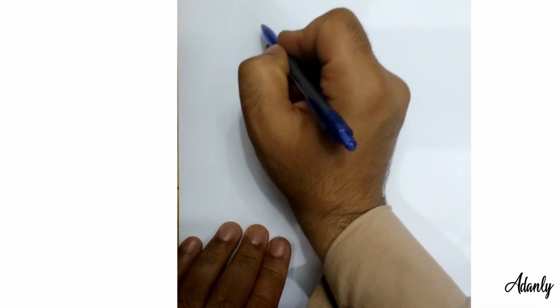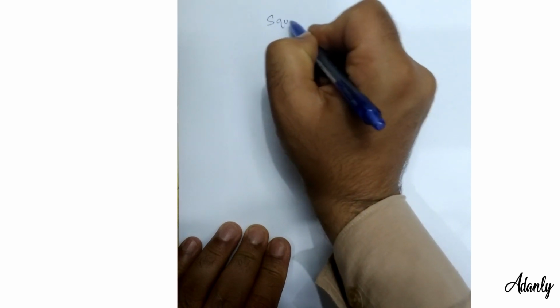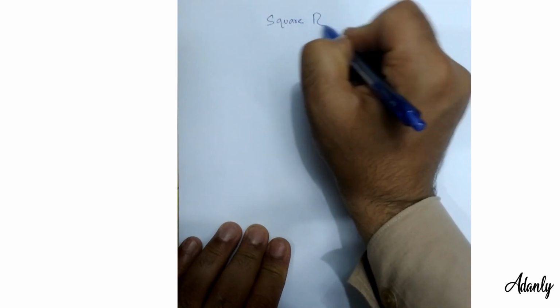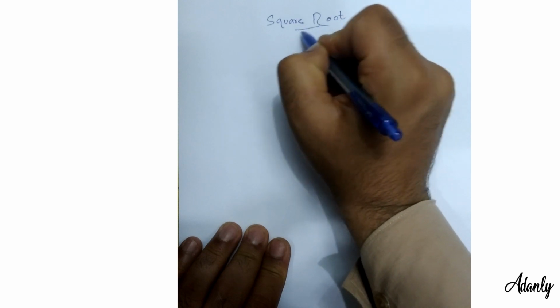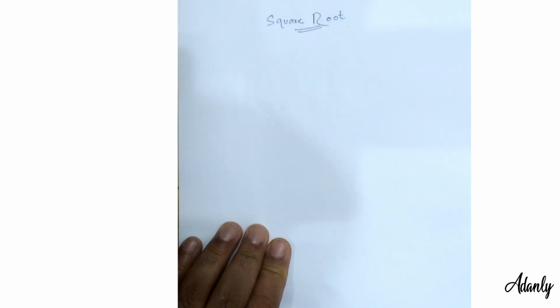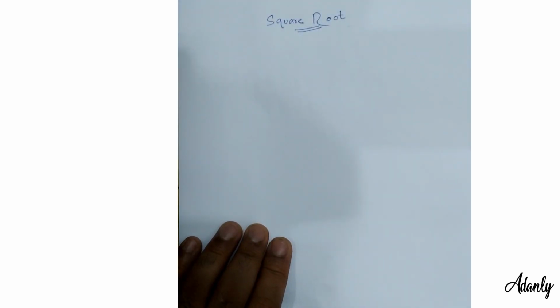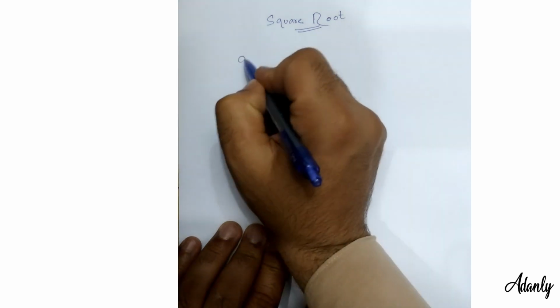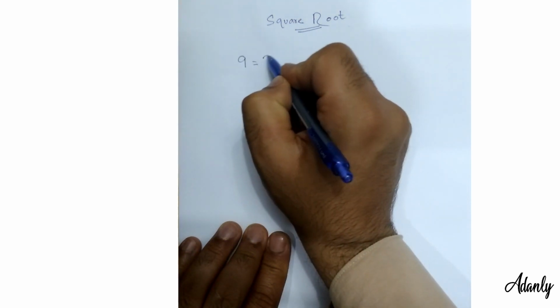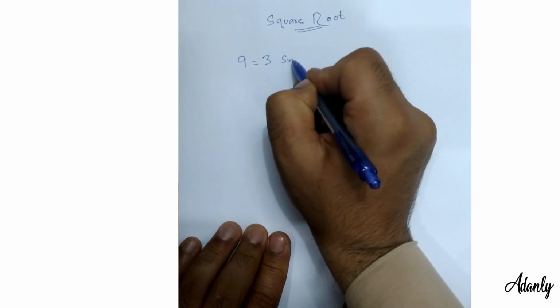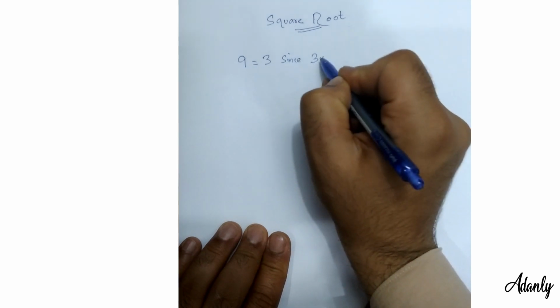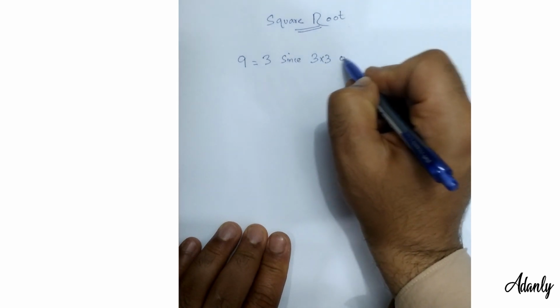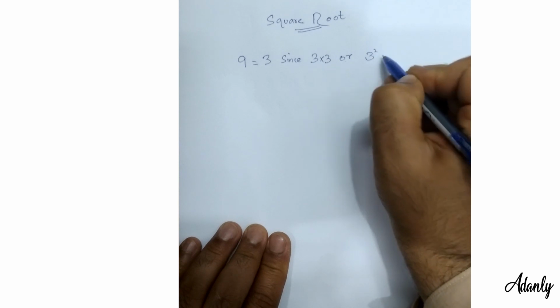In this lesson, you will learn about the square root. The square root of a number is a number which, if multiplied by itself, gives the original number. For example, one square root of 9 is 3, since 3 times 3, or 3 squared, is 9.